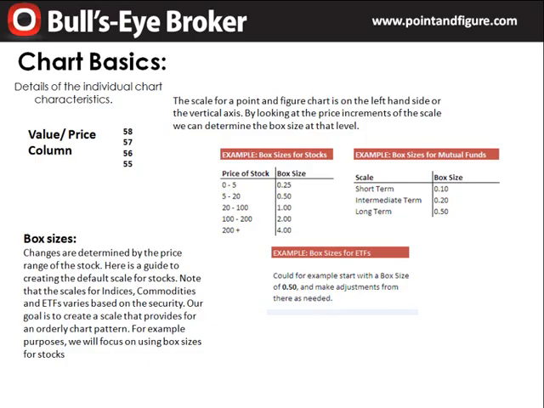If you're trading mutual funds or ETFs, it's a little bit different. ETFs, just to clarify, are baskets of stocks that move slower than individual names. So it's a good idea to start with a scale of 50 cents per box and then make your adjustments there based on your experience. The reason we use different box sizes is to account for the volatility that's inherent in each instrument.